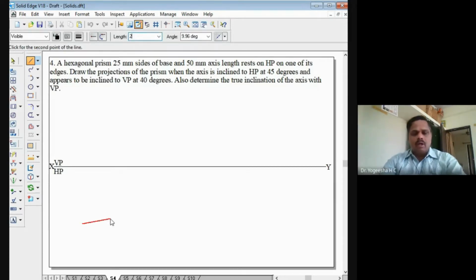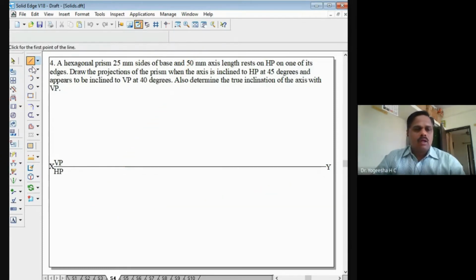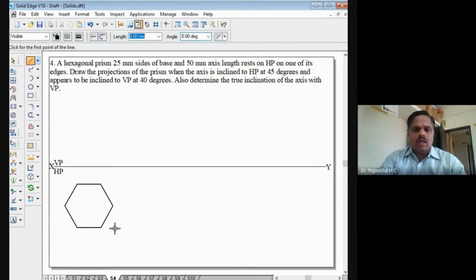So we will take 25 mm here, then 0 degree, then 25 mm, 60 degree. So I'll take 25 mm, 0 degree, then 25 mm, 60 degree, then 25 mm, 120 degree, then 25 mm, 180 degree, then 25 mm, 180 plus 60, that is 240 degree, then 25 mm, then 240 plus 60 is 300 degree. So this is how I am constructing the hexagon here.